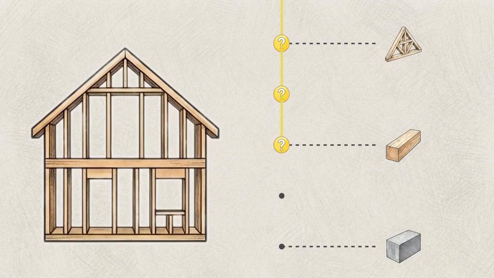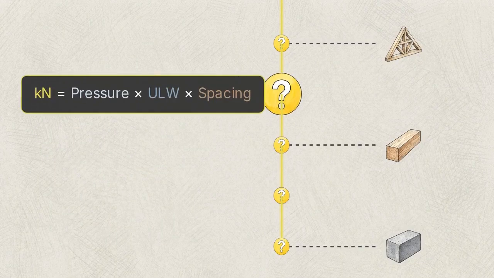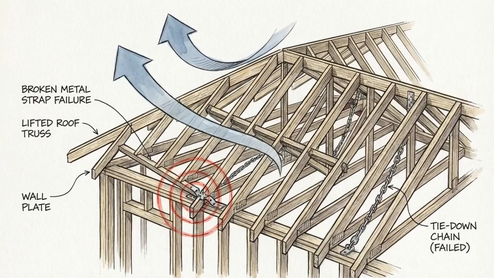For every joint, the supervisor must determine if nominal or specific fixings are required. Specific fixings require calculating the actual uplift force, then selecting a fastener meeting that kilonewton requirement. If a single connection in this vertical chain is omitted or undersized, the roof's resistance to wind suction is compromised.